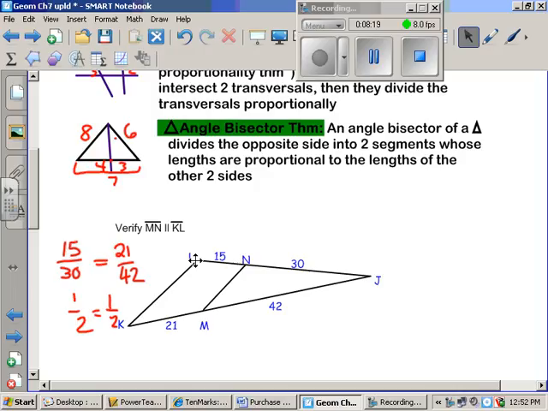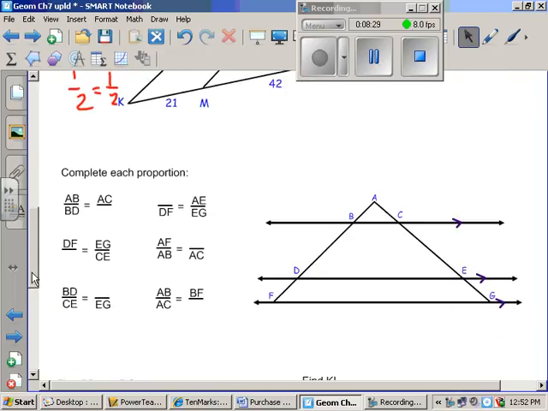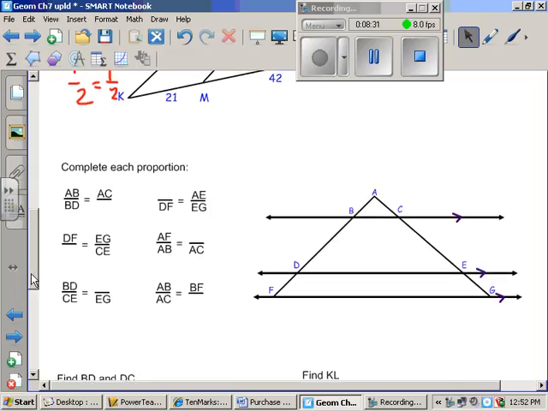So far so good? Questions? Comments? Concerns? Okay. All right. Which theorem are we using here? We got 3 parallel lines. Right. The 2 transversal proportionality. Okay? So take a minute and see if you can fill in all the missing pieces here.